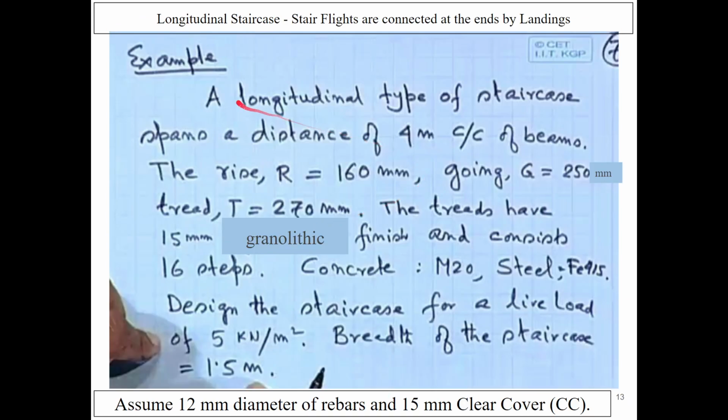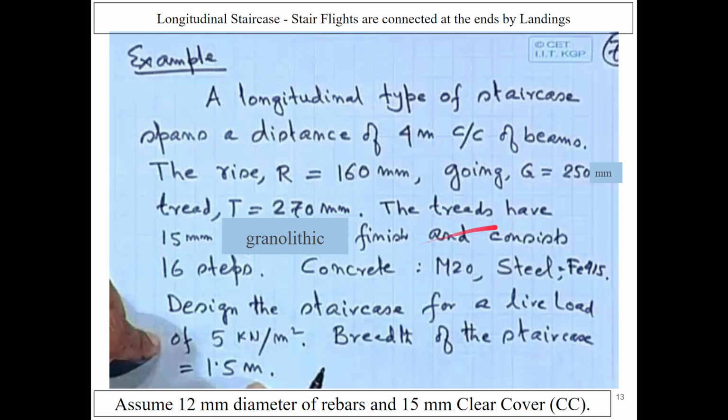So yeah, a longitudinal type of staircase spans a distance of 4 meters center to center of beams. At the landing there is a beam. The values of rise, going, and tread are given. R is 160, G is 250, and T is 270 millimeters. The treads have a 15 millimeter granolithic finish.